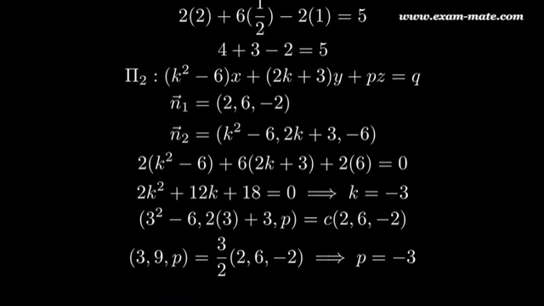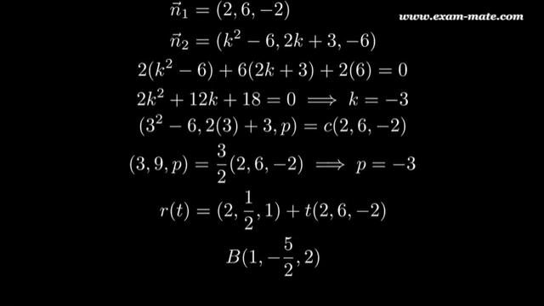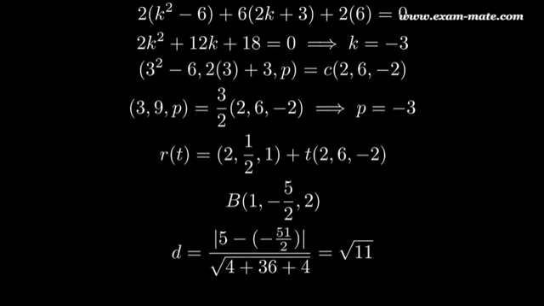For part D, we need to find point B, where the perpendicular line through A meets pi 2. The direction vector of this line is parallel to the normal vector of pi 1. Using parametric equations and substituting into pi 2's equation, we can find point B. The perpendicular distance between the planes can be found using the distance formula. When we calculate this, we get root 11.